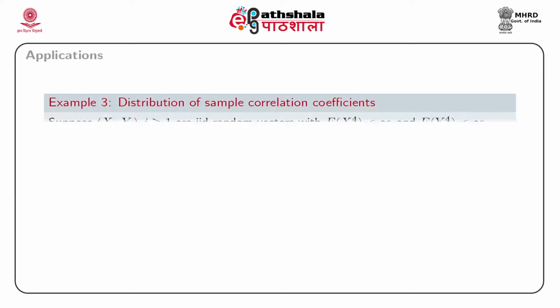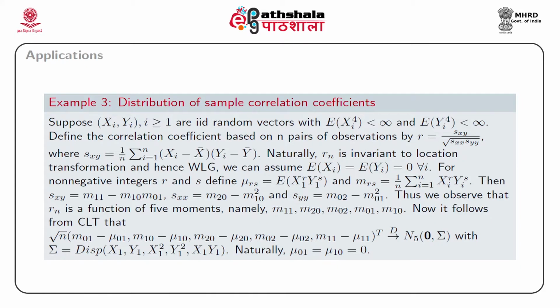Next, we pass on to bivariate distributions. So, in our next example, we find the large sample distribution of sample correlation coefficients. So, we start with IID random vectors xi, yi with finite 4th order moments for x and y both. So, define the correlation coefficient based on n pairs of observations by r equal to sxy divided by square root of sxx multiplied by syy, where sxy is the sample variance covariance measure which is defined as 1 by n summation i from 1 to n xi minus x bar multiplied by yi minus y bar.